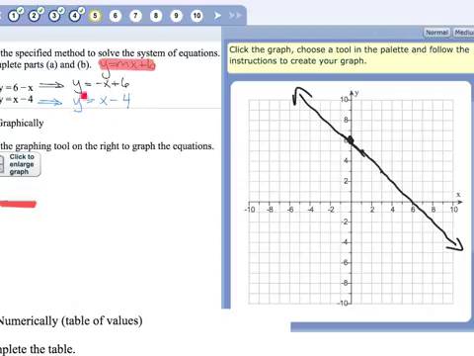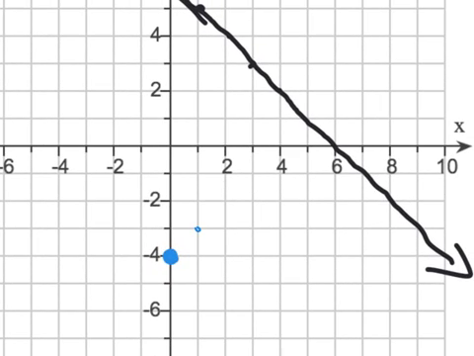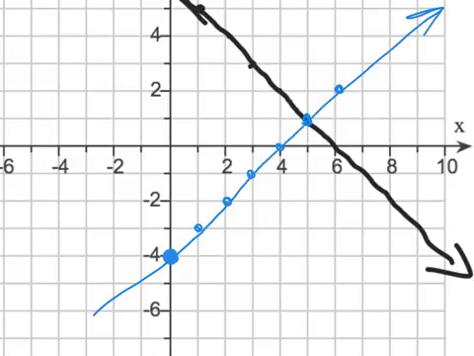Now the blue one, y is equal to x minus 4. So it's going to start down here at negative 4. And then the slope is up 1 over 1, up 1 over 1. So let me zoom in a little bit. And it's going to go up 1 over 1, up 1 over 1, up 1 over 1. And there is your blue line, and you can totally see where they intersect.